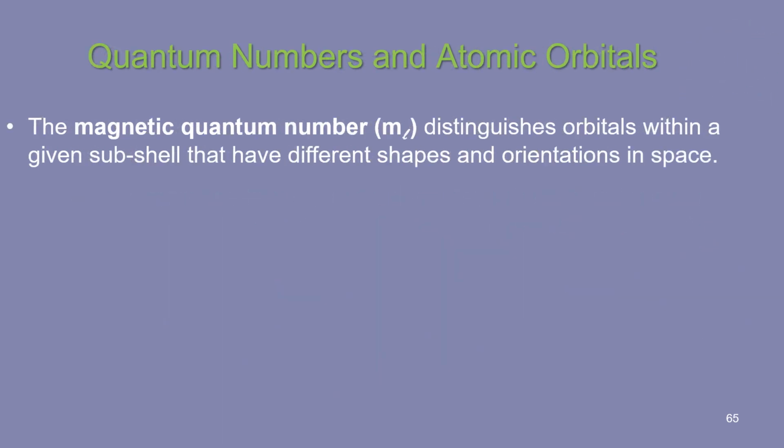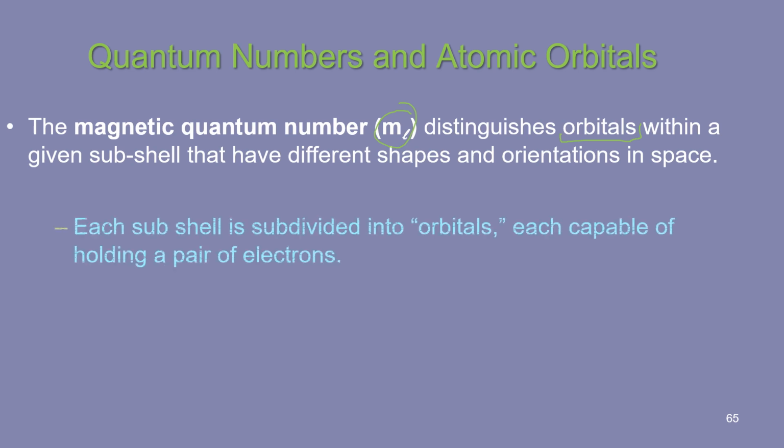Okay, so the third quantum number is called the magnetic quantum number. It's given the symbol m sub L, and it distinguishes something called orbitals within a subshell. The different subshells can have different shapes. The different orbitals actually have different shapes, but they also have different orientations in space. And hopefully that'll make sense in a few minutes.